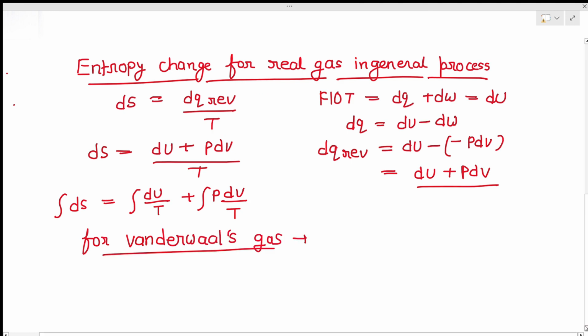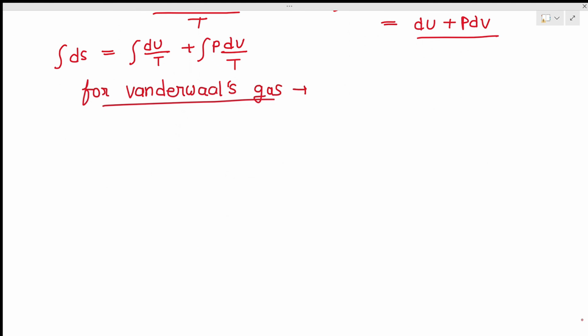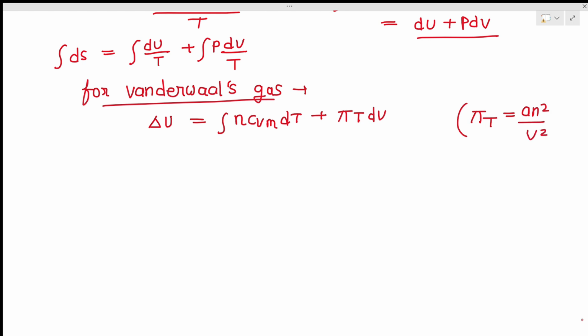See here, delta U we know is equal to the integration of n Cvm dT plus pi T dV. This pi T is the internal pressure, and we know pi T is equal to a n square upon V square. This we have seen in our video on enthalpy. If you have not seen the videos, you can find the links in the description box.